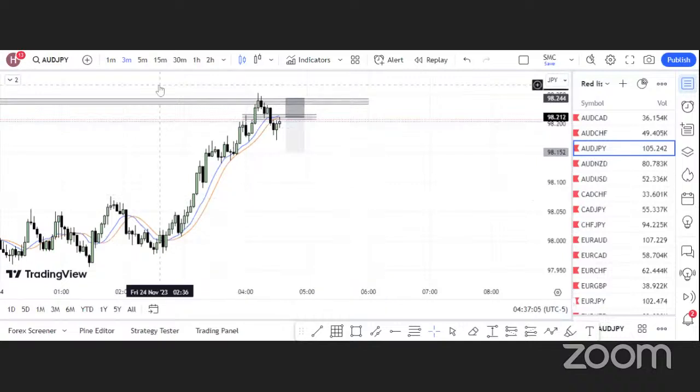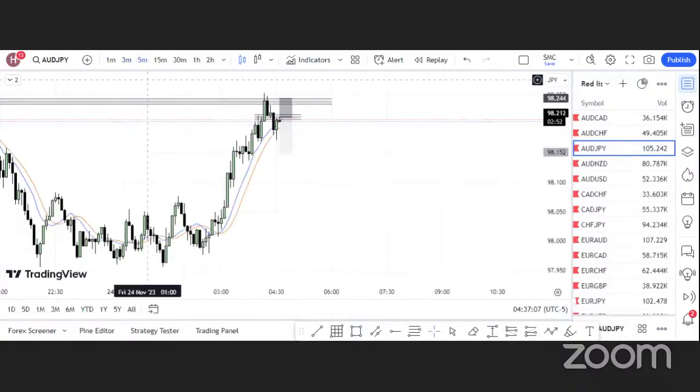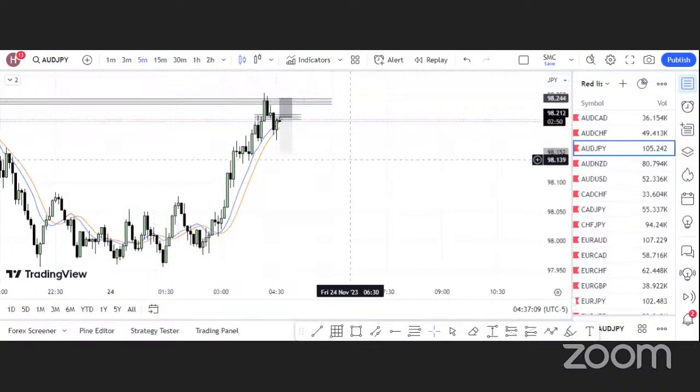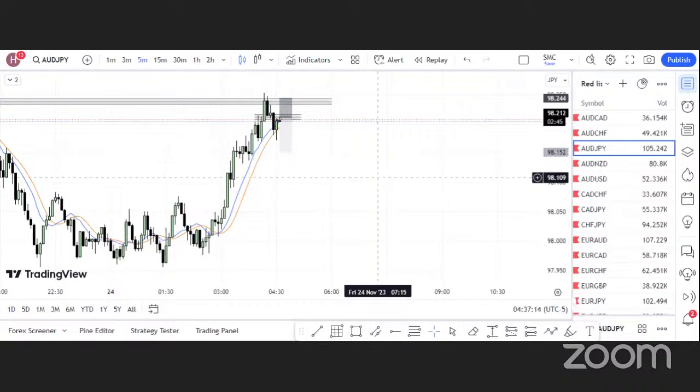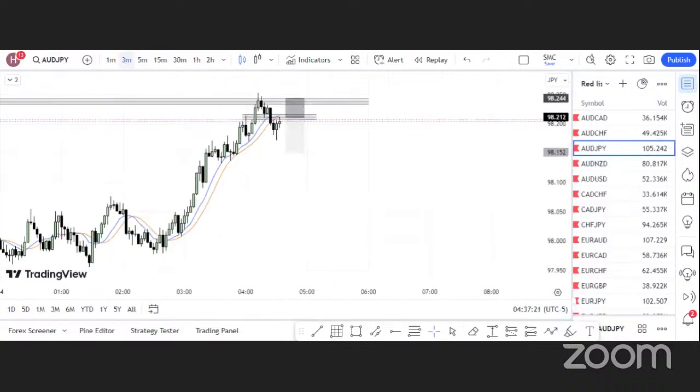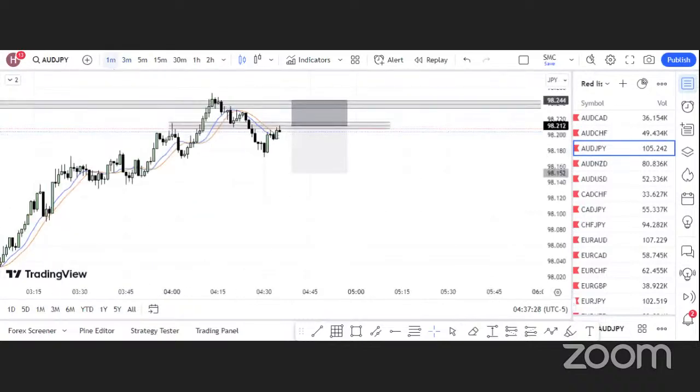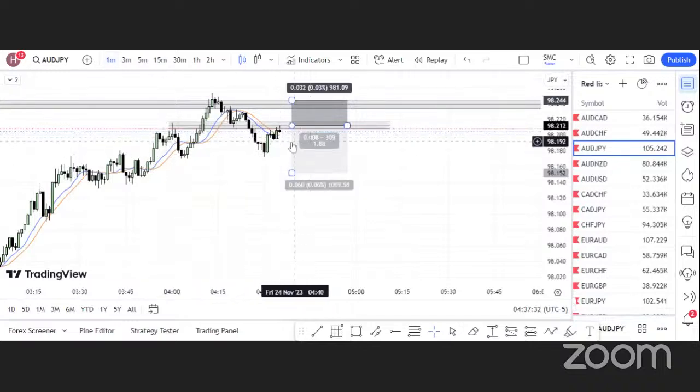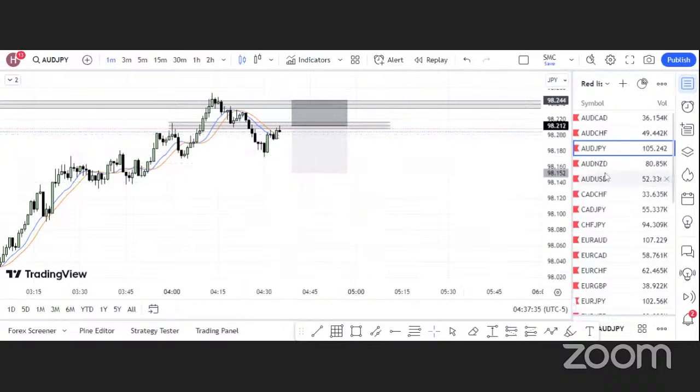Okay, let's go to 5 minutes. Let's go to other time frame. So honestly, I don't know why this is not okay. Started working now. Let's go back to 3 minutes. Okay, so this chart is hung. I don't know why it's not moving. You see, it's not moving here at all.